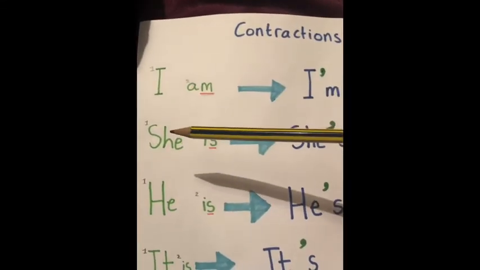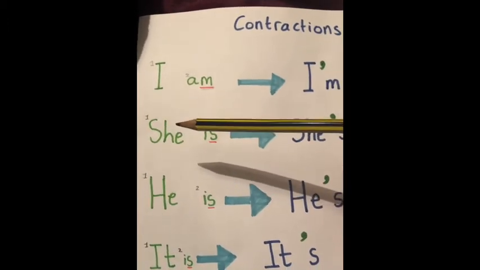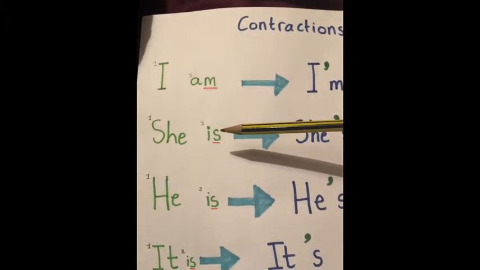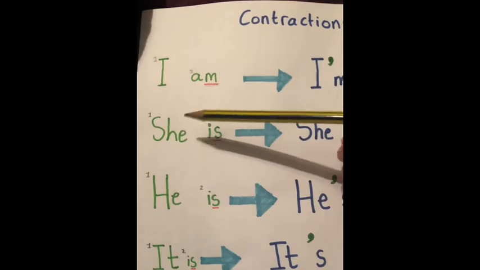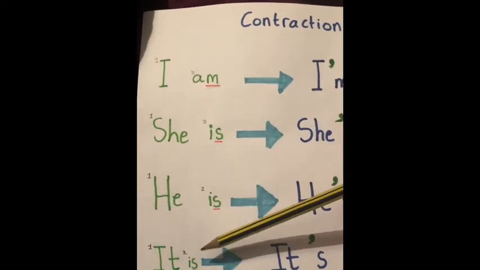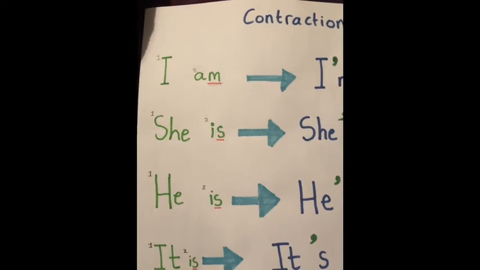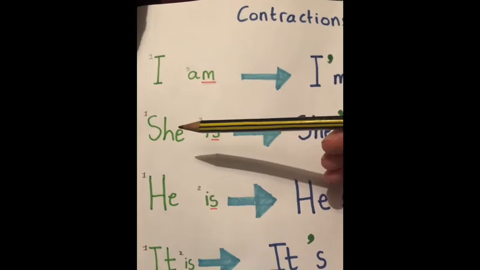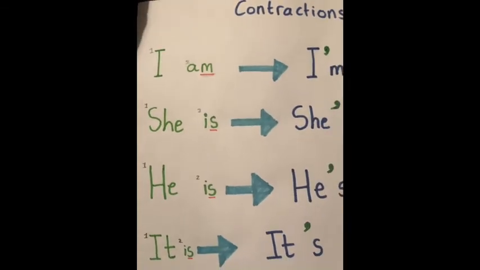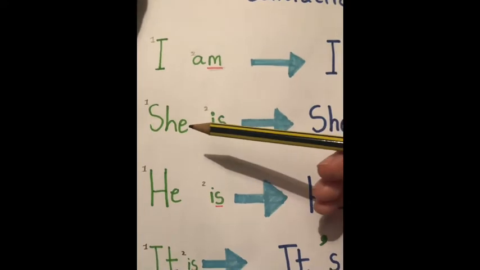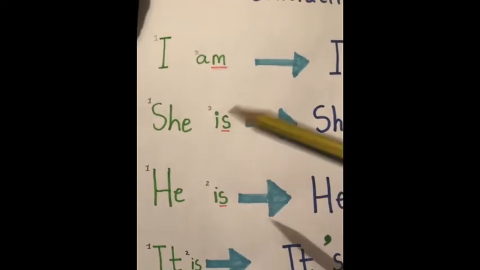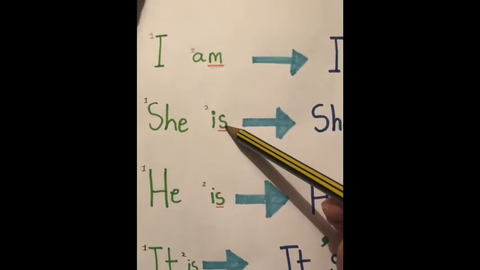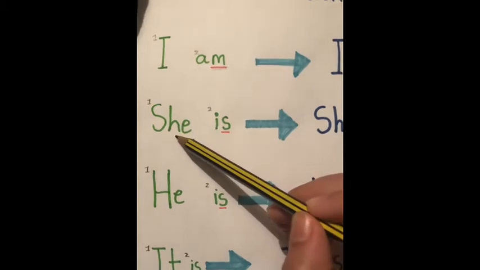Now, she is a pronoun that we usually use for one girl or one woman, right? And is is the helping verb that is used with she, okay? Is is used with the pronouns that refer to one thing or one person, okay? For example, she is used to refer to one girl or one woman, only one, right? So what helping verb do we use with she? Is, okay? Is. She is.